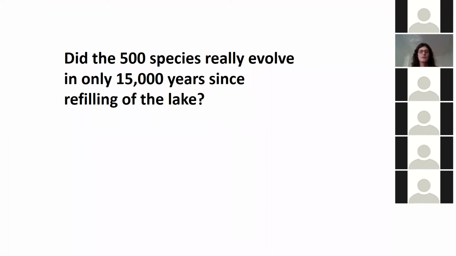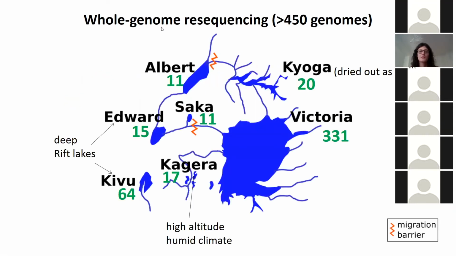So did these 500 species really evolve in only just 15,000 years since refilling of the lake? To get at that, we did whole genome resequencing of over 450 genomes of all the different radiations in the Lake Victoria region, particularly focusing on the variation within Lake Victoria, but also all major representatives of all major ecological groups from all the other lakes, to see if the Lake Victoria cichlids maybe have some association with these other radiations.